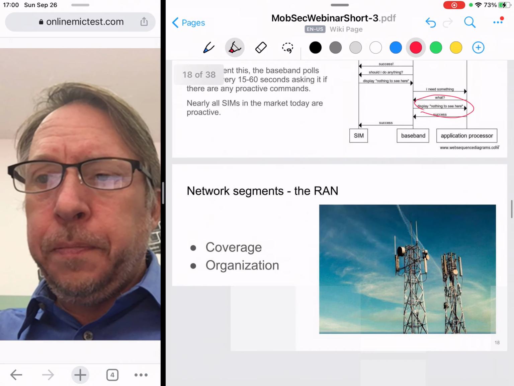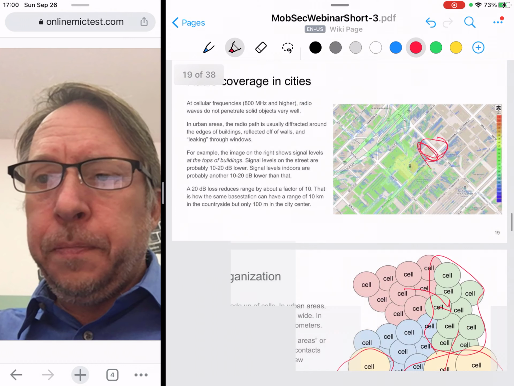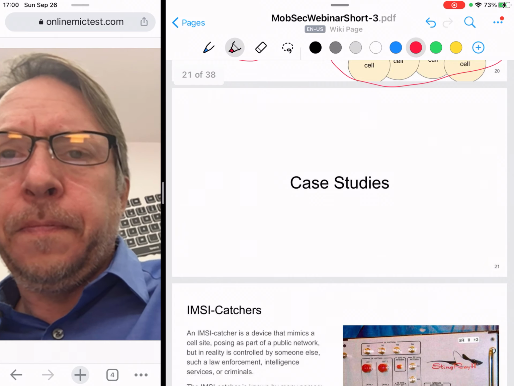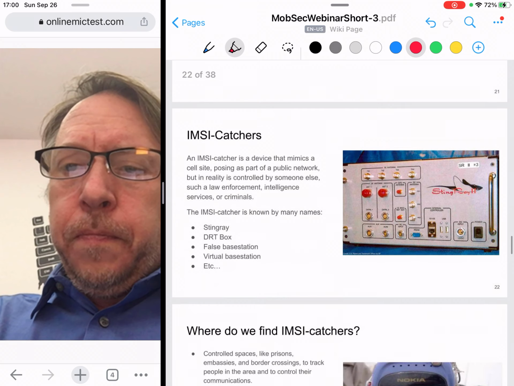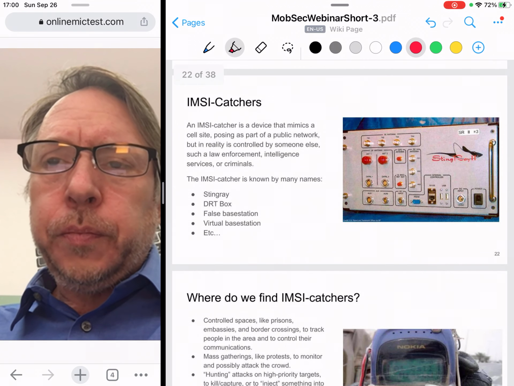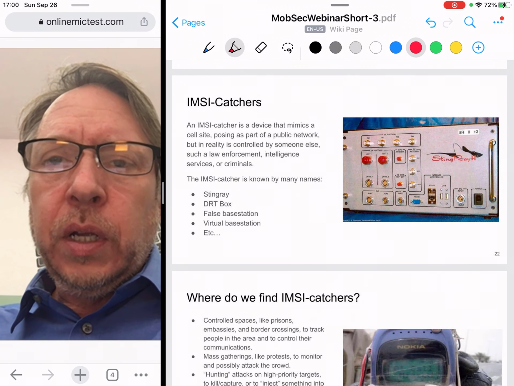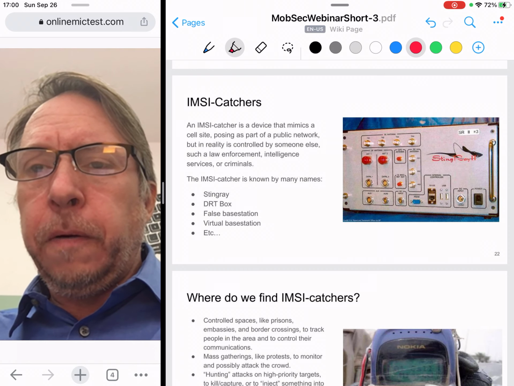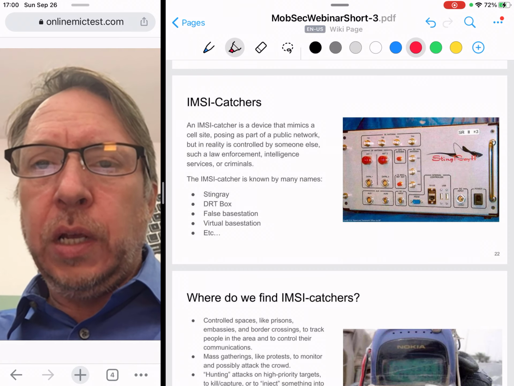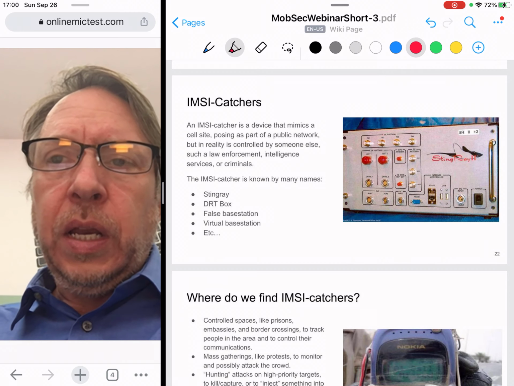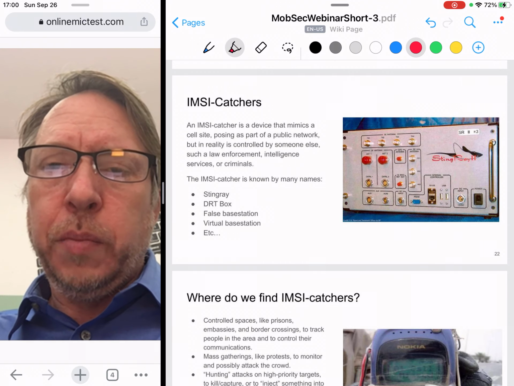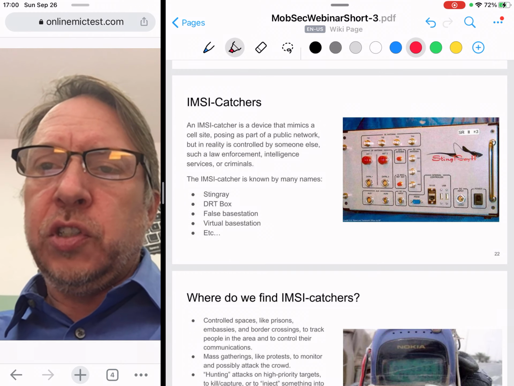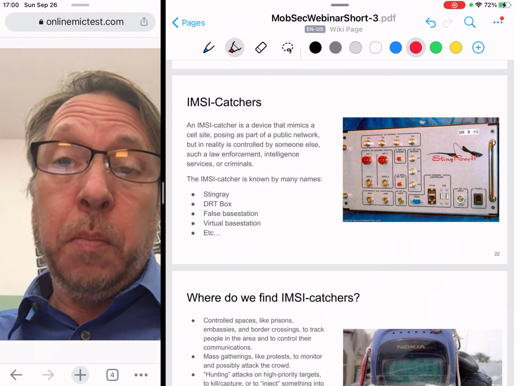Case studies. Slide 21. The case studies that we're going to talk about here all involve IMSI catchers. There are many names for an IMSI catcher: false base station, virtual base station, Stingray, which is a brand name from General Dynamics, I think, and DRT box, which is another brand name from an American supplier.